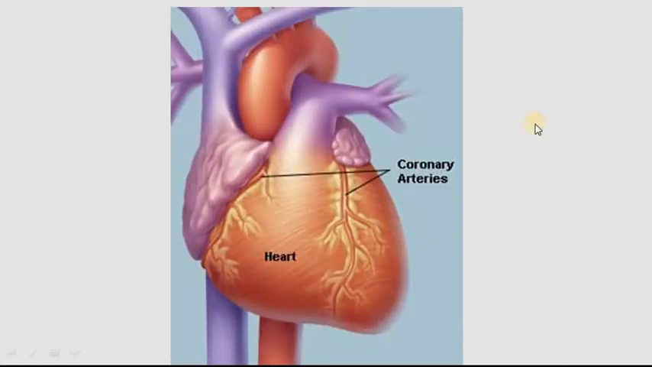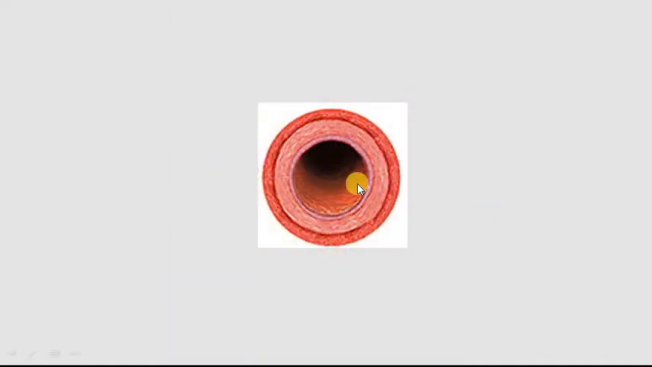This is a normal and healthy human heart, and these are the coronary arteries through which the blood flows smoothly, and we can see the blood smoothly flowing through these arteries. And if these arteries are blocked or narrowed, here you see a dissection of a coronary artery.